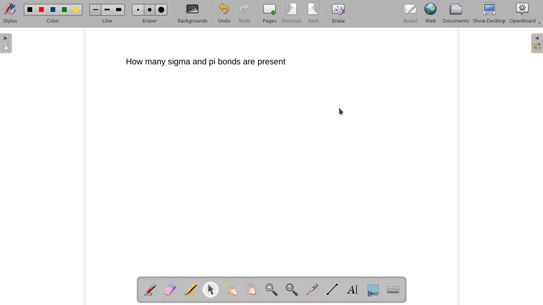Okay, what we're going to look at here is how we could tell how many sigma and pi bonds are present in a given Lewis structure, or structure in general. So what I'm going to do is make up a structure, and I'm intentionally going to leave the bonds out, because this is a worst case scenario, something you might have to do. All right, so the very first thing we're going to do is turn this into something with more bonds in it.